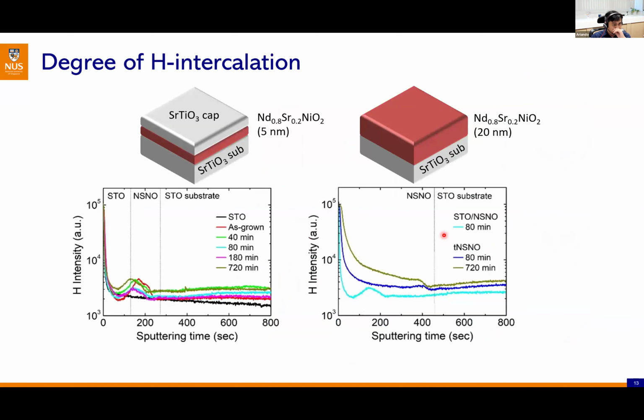Okay, let me move on a little bit fast. So this is a comparison to the thick samples. As you can see, in the case of the thick sample without capping, there is a large increase of the hydrogen. So at the surface, both of them show, of course, always higher intensity. But as you go deeper into the NSNO, in the case of the thick samples without capping, it's clearly showing larger intensity in comparison to the thin samples.